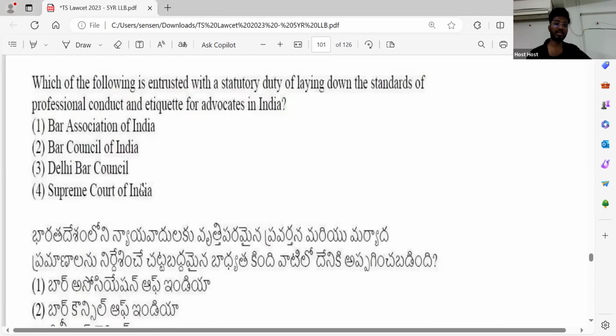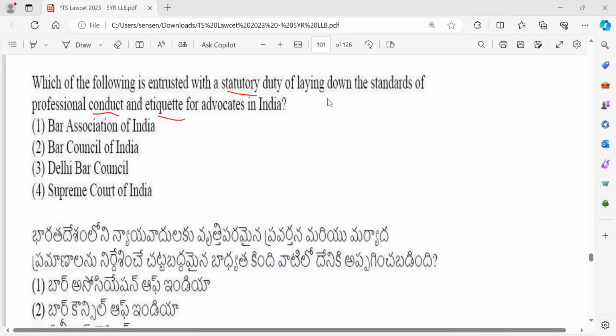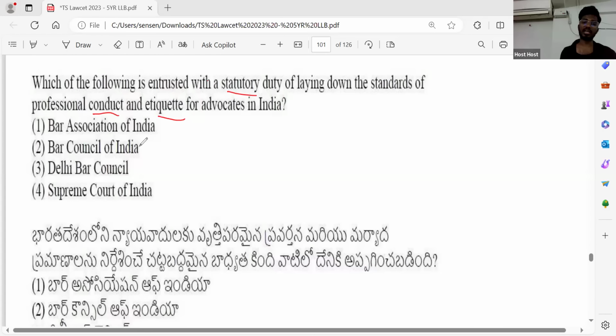Which of the following is entrusted with the statutory duty of laying down standards of professional conduct and etiquette for advocates in India? So statutory duty is a duty imposed by law. Statute is law. Okay. So which body is imposed with that duty? Bar Council of India. Very good. Bar Council of India is the right answer. In the exam, they gave the wrong answer, that is Bar Association of India. Last year, we challenged it in the paper, and those who answered it as Bar Council of India got 1 mark. Okay. So Bar Council of India is the right answer.